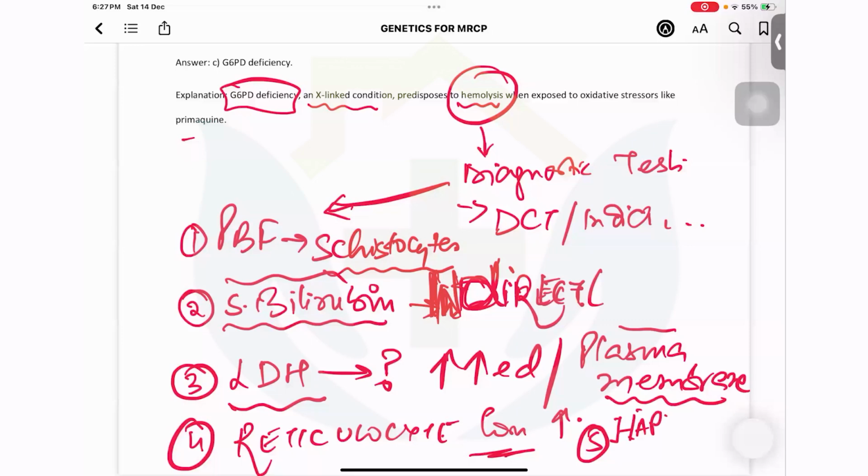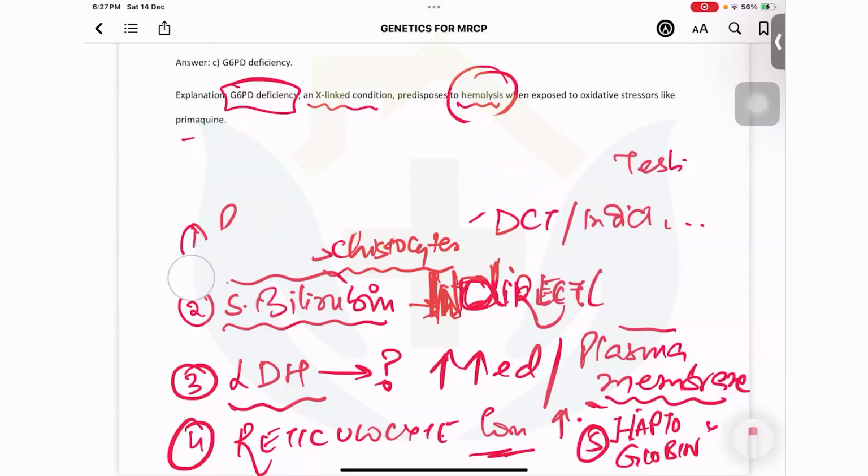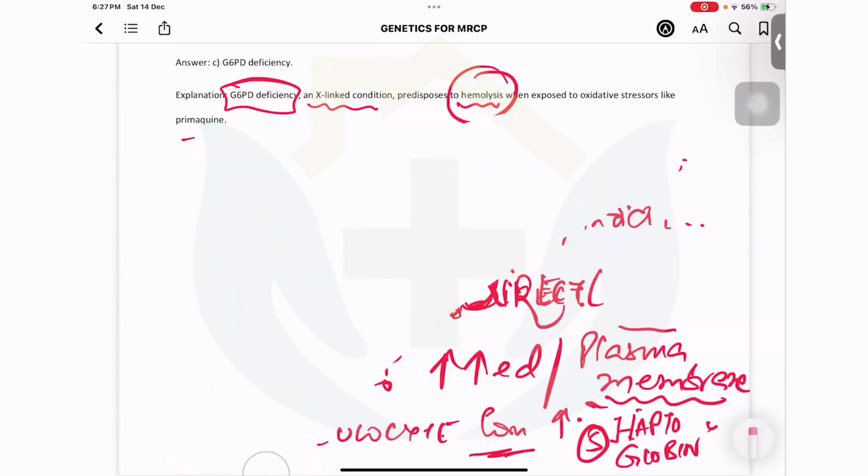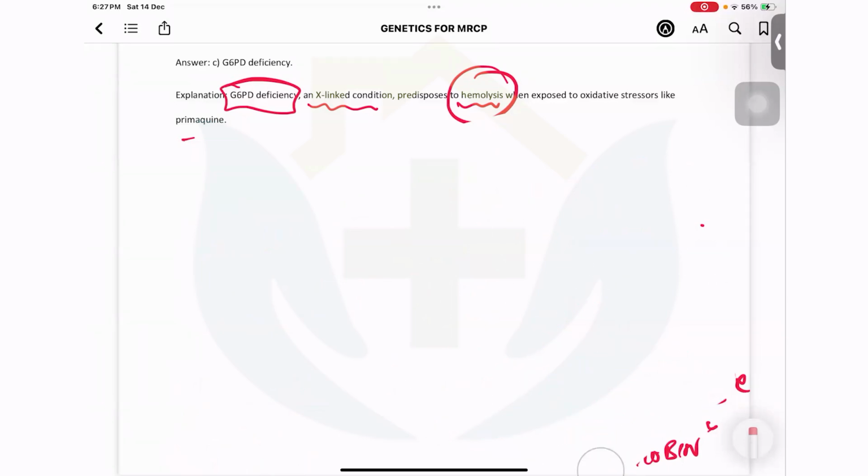Which binds to free hemoglobin, haptoglobin levels. What will happen to haptoglobin levels? Reduced. Yes, they will be reduced. So these are the generic tests for hemolysis.